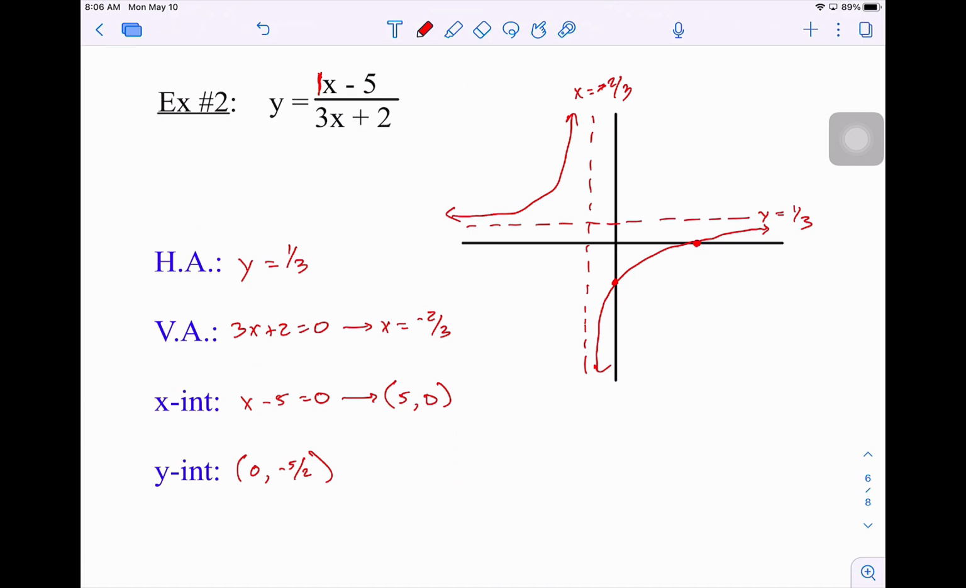How are we doing? Making a little bit more sense? Getting the idea? Remember, today's day 1. The whole point of today is to get you the idea of what these look like in general, and start understanding how you find horizontal and vertical asymptotes, x-intercepts, y-intercepts. But the idea is, it's the start. Today's the start of everything.